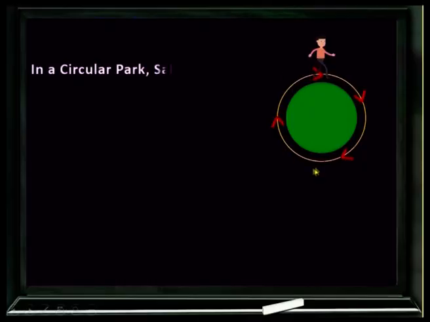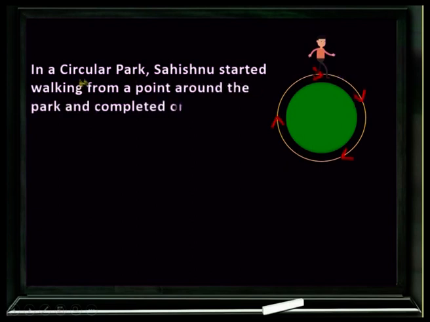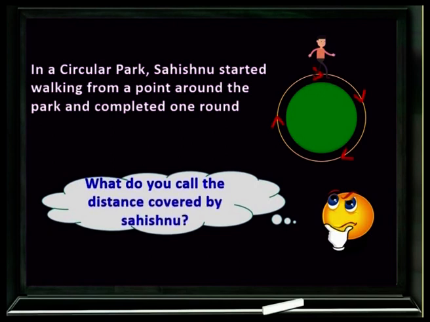Next, let us see this. This is a circular park and one student is walking around the circle. In a circular park, Sahisnu is a student who started walking from a point around the park and completed one round. He started from here, made one rotation and reached here. What do you call the distance covered by Sahisnu?